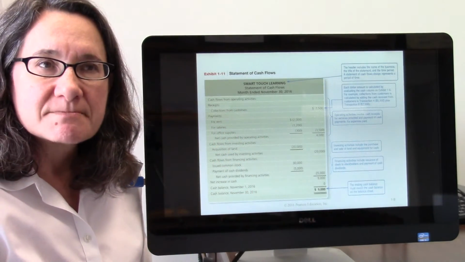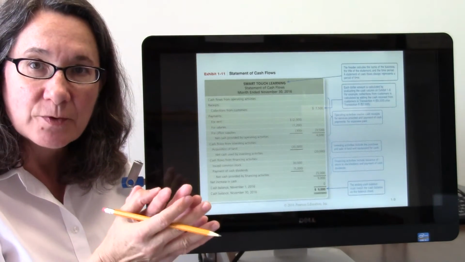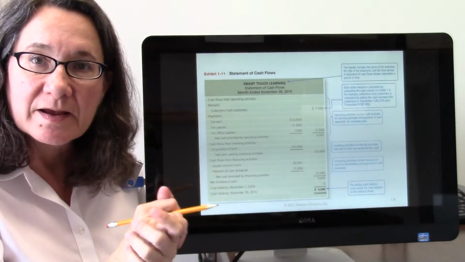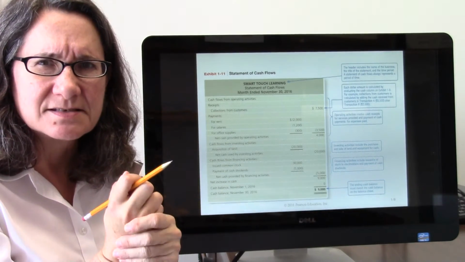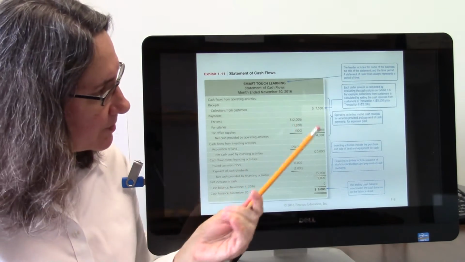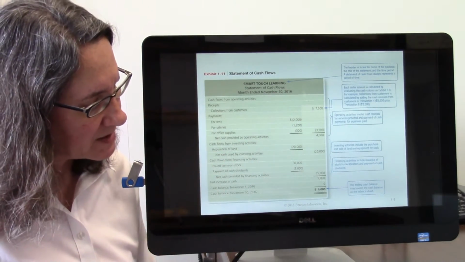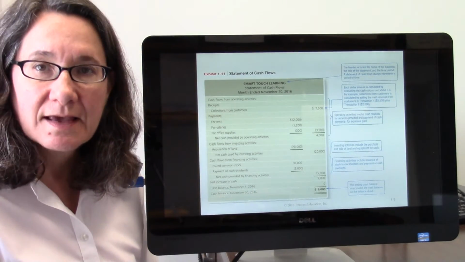So think of it as a way of following the cash only through the company, which is important, right? Because cash is king. You want to keep really good track of the cash. So we prepare this one last because it's reconciling the balance sheet to the income statement in terms of cash.